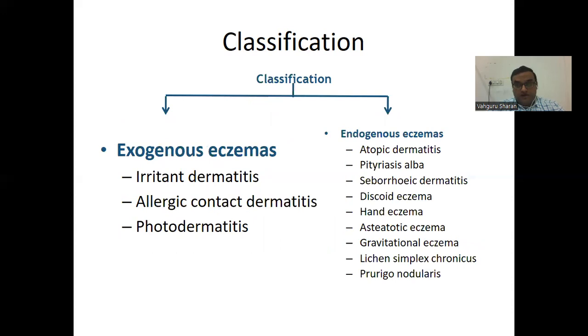Now, how do you classify these two types of eczemas? Exogenous eczemas can be classified into irritant contact dermatitis, allergic contact dermatitis, and photodermatitis. Among endogenous eczemas, the most prominent is atopic dermatitis, followed by pityriasis alba, seborrheic dermatitis, discoid eczema, hand eczema, asteatotic eczema, gravitational eczema, lichen simplex chronicus, and prurigo nodularis.